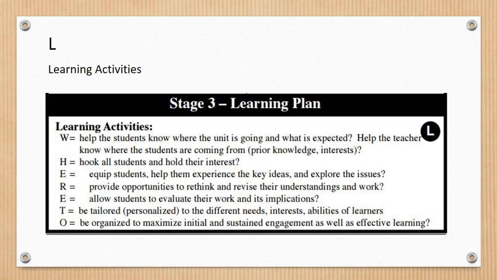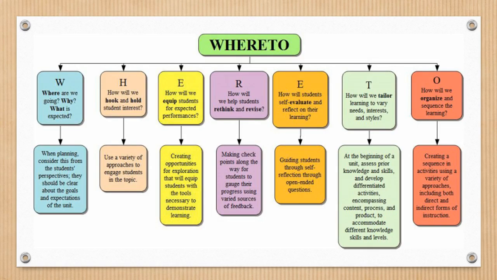And there's another one I found that I'm going to show you that I think makes it a little easier to see. They've bolded any of the letters, so W is where are we going, Y, what's expected, H, how are we going to hook and hold student interest? We know that's important. How are we going to equip the students for their expected performances? R will be to help students rethink and revise, also so they can gauge their progress. E would be for self-evaluation as they reflect on their own learning, and that's using open-ended questions.